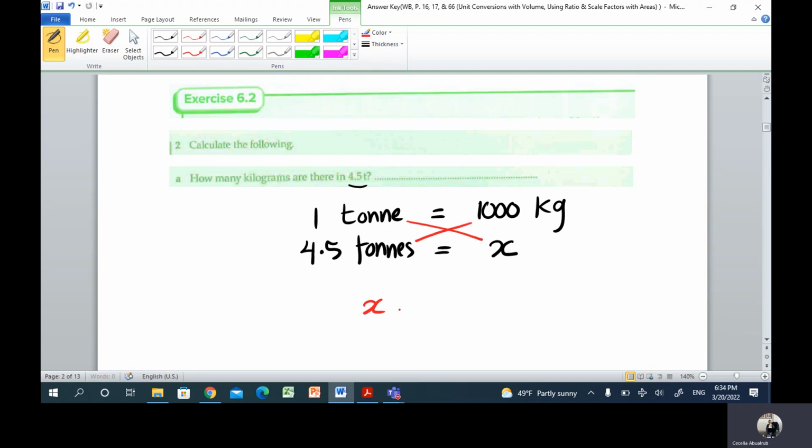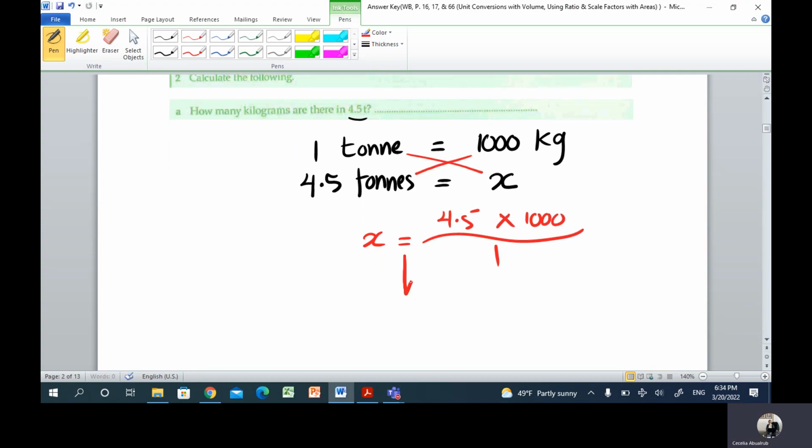So I'm now going to perform cross multiplication. So x is my unknown equals to fraction line. X is multiplied by 1. The other two numbers are 4.5 times 1,000. So when you multiply 4.5 times 1,000, you're going to move the decimal towards the right 3 places. So it's 4 here and 1, 2. So the answer will be 4,500 kilograms. So in 4.5 tons, there are 4,500 kilograms. And that's how we do unit conversions.